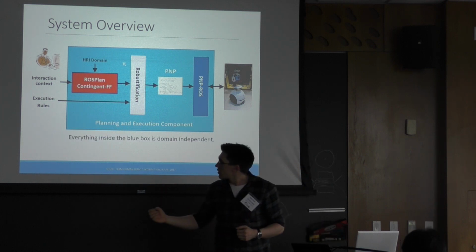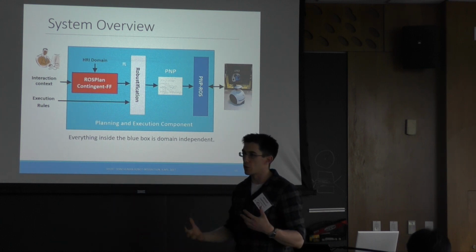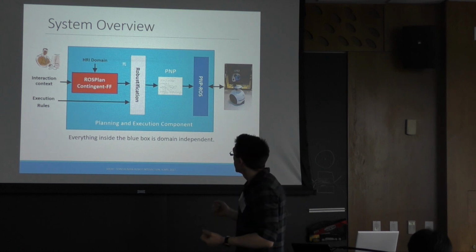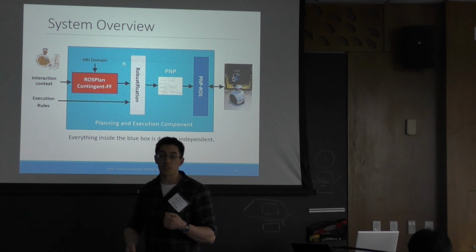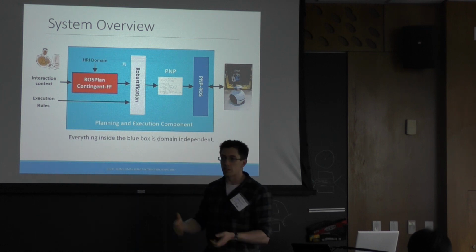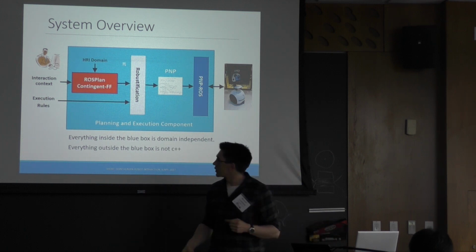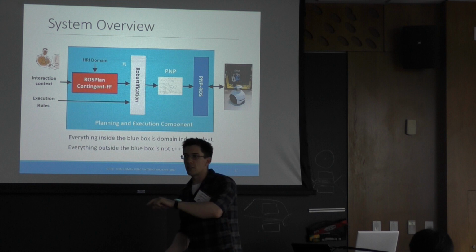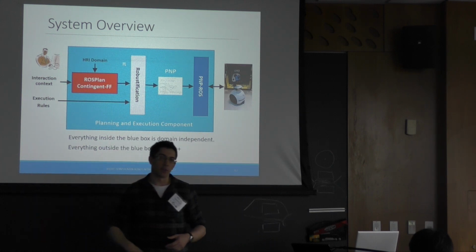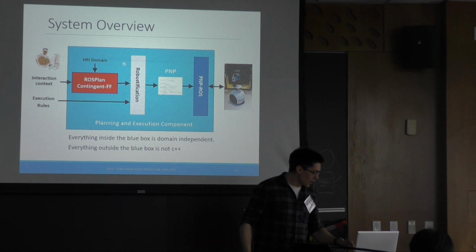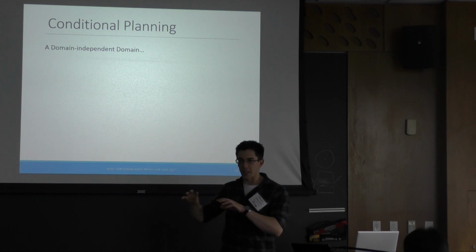One thing to note is that everything inside this blue box is meant to be domain independent. It doesn't matter what your service robot's doing. You can download this software library and run it without having to change anything. And this is online now. There are links at the end. And more than that, everything outside the blue box is not written in C++. It's a sort of declarative input into the system, and I'll go into that in a bit more detail after I explain what I meant by the domain being domain-independent.